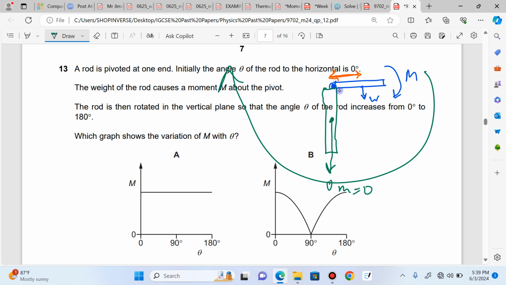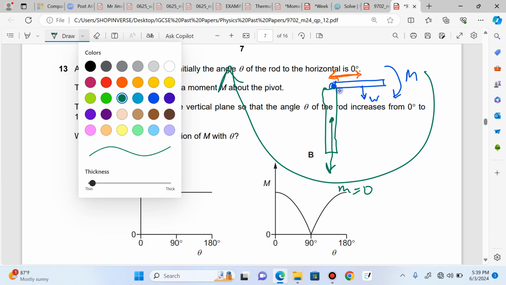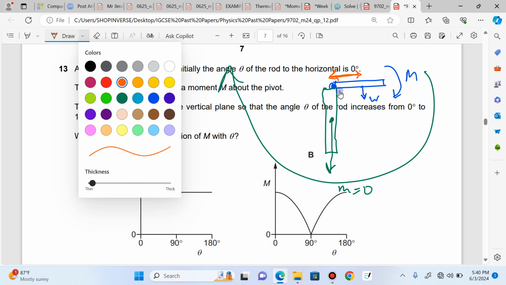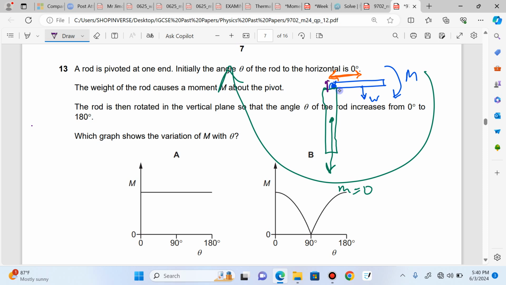In this initial position, the moment is maximum. When it's here, the moment becomes 0. And when the rod eventually gets to the final position, like this, this is where the weight acts. You see there is another distance. The distance appears again, and the moment becomes maximum. That means the moment goes from maximum to 0 and then back to the maximum value.